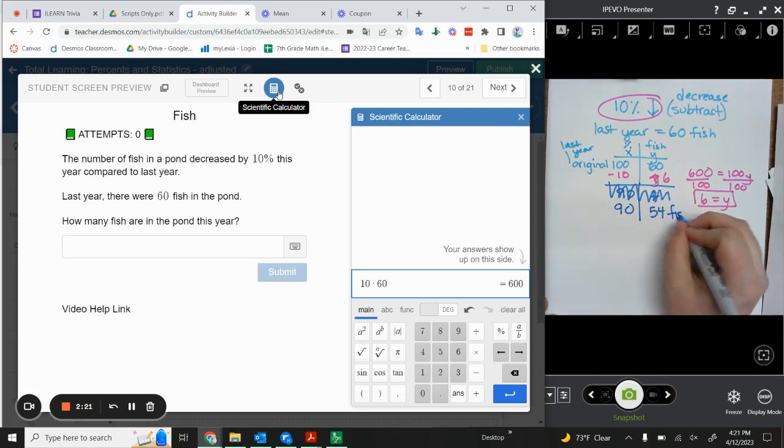This is the fish. This is the percent that it is compared to last year. The question says, how many fish are in the pond? 54 fish are in the pond.